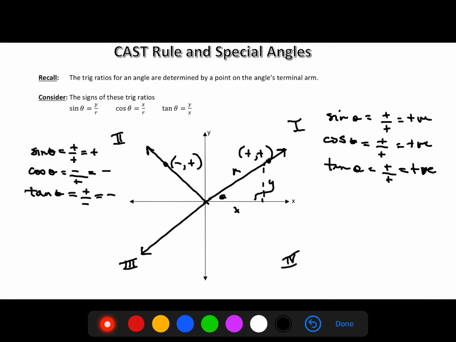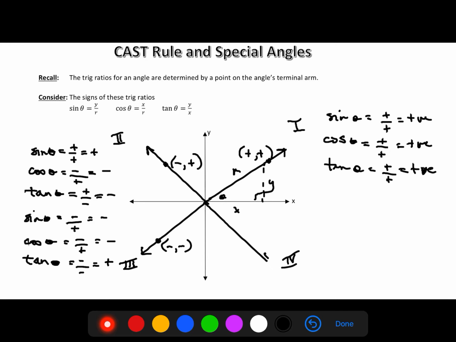In our third quadrant, or angles between 180 and 270, now both of our values are negative. So for sine, we're going to have a negative divided by a positive. Again, our radius is always positive, so sine is going to be negative. Cosine, negative divided by a positive, ultimately gives us a negative. And tangent is going to be negative divided by a negative, which gives us a positive value for tan. So in the third quadrant, only tan is a positive ratio.